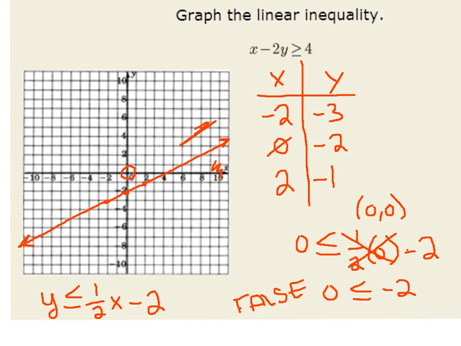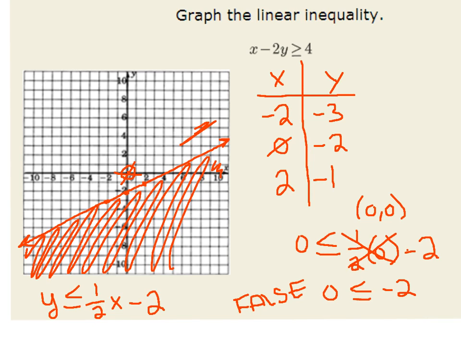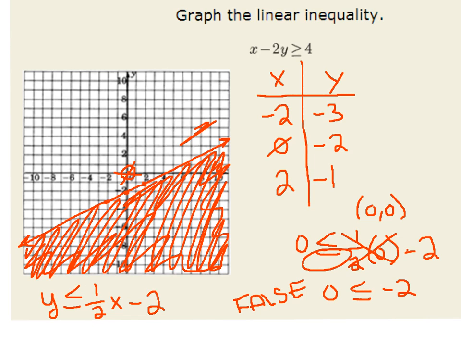0 is greater than or equal to negative 2. So since we know that the side with the origin on it, that point doesn't work, we know that our solutions will lie in this side. So we fill in, because it's a less than or equal to here, we fill in this side. And that is how we graph our linear inequality.